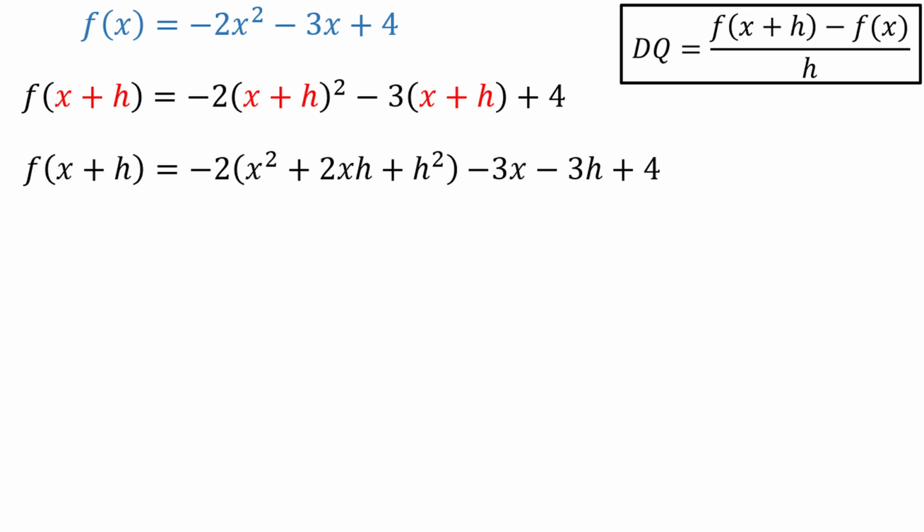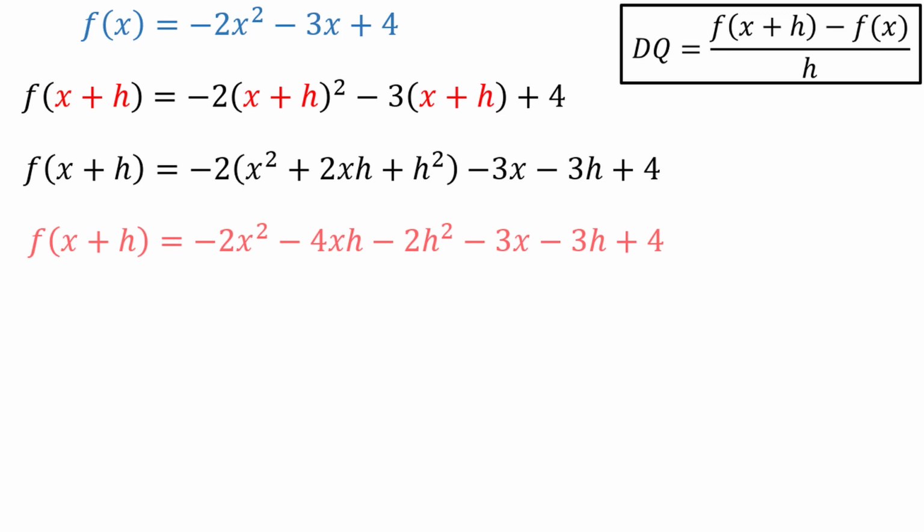Next, we can distribute the negative 2. We get negative 2x squared minus 4xh minus 2h squared minus 3x minus 3h plus 4. There's nothing that can be combined, so this is our expression for f of x plus h. Let's plug into the difference quotient formula.